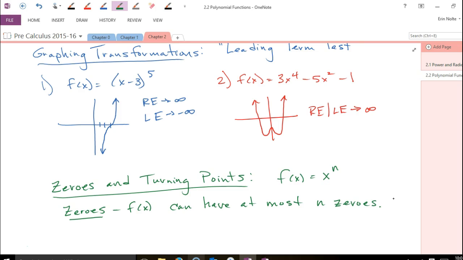Okay, so imagine a parabola that just exists above the x-axis. It never crosses the x-axis. Or negative 1, that's upside down.